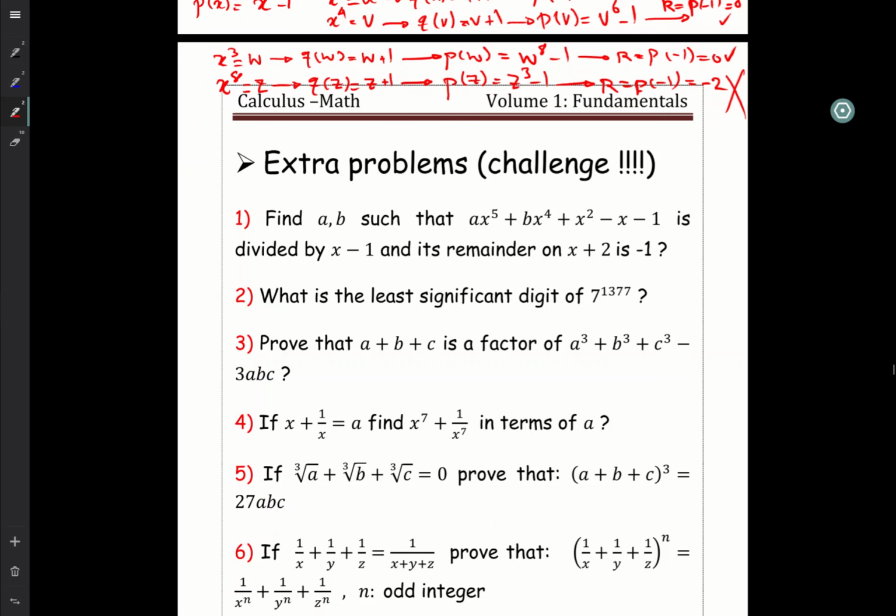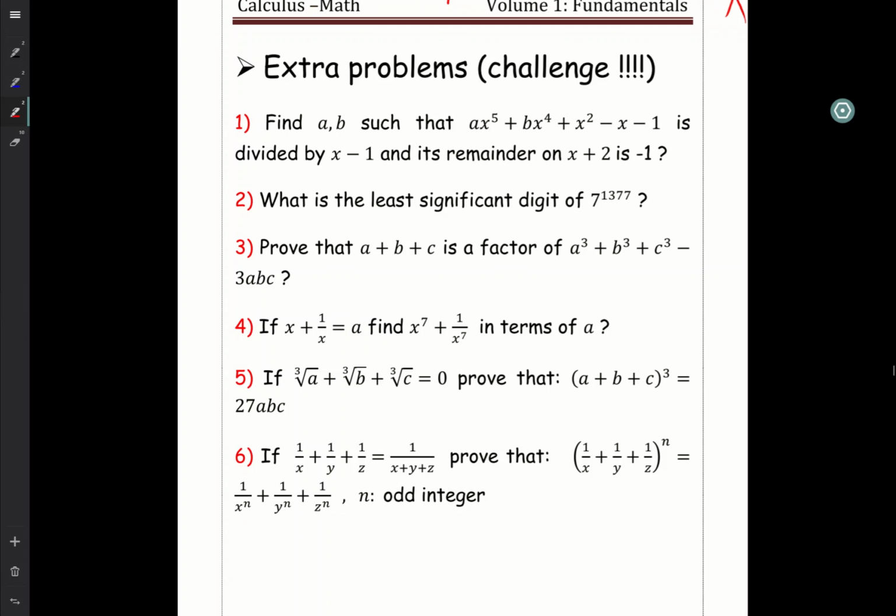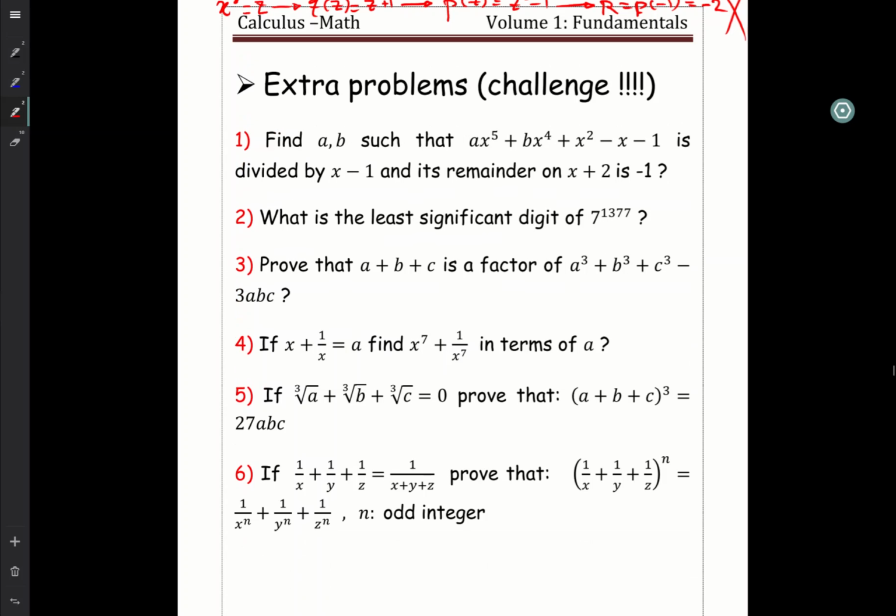Okay, so this is the end of the polynomials. And I have some extra problems, 6 problems. And these are, again, challenge problems, so they are going to be hard. I'm going to post the solutions of these problems in a separate video. If you don't want to go through these, that's fine. You can skip them and move on to the next lectures. Otherwise, you can review them, and I highly recommend you try to solve them by yourself first and then review my solutions as well. Thank you for paying attention.